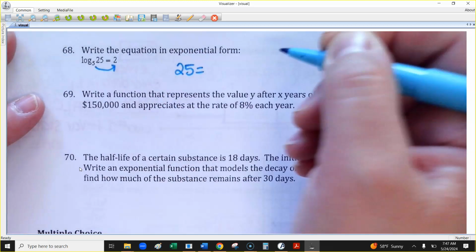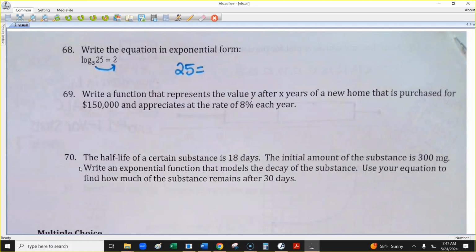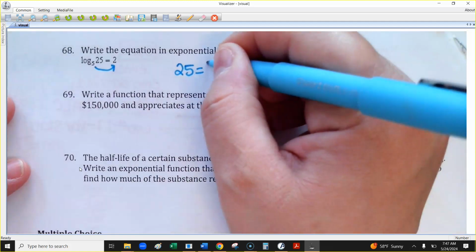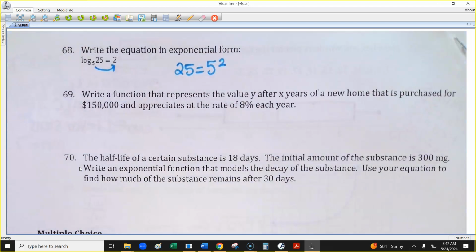This will also be a true statement. The base of the log becomes the base of the exponent. It's going to push that 2 up in the air. 25 equals 5 to the second power. Totally true. You're not solving anything here. You're just switching between the two different formats.